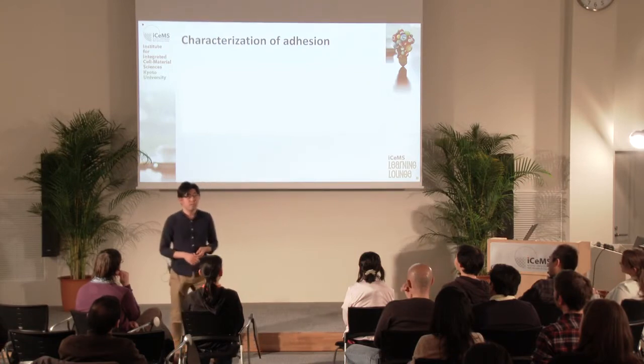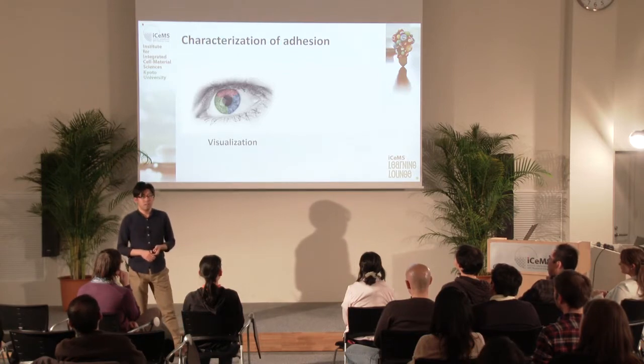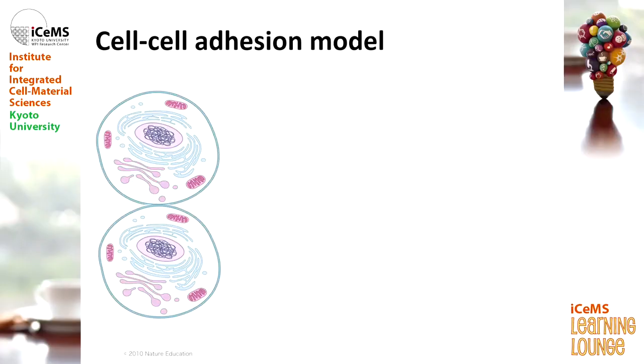So it's quite important to understand where the adhesion is occurring and how strong it is. To characterize this adhesion, we are using techniques based on visualization of adhesion and direct measurement of adhesion. So today I'm going to introduce these two techniques, how we can visualize and measure the adhesion itself. And I want to emphasize that dealing with cell-cell contact directly is still quite a tricky thing.